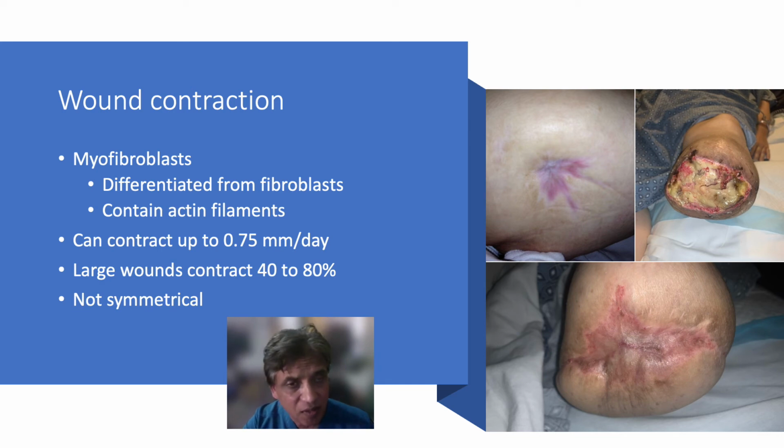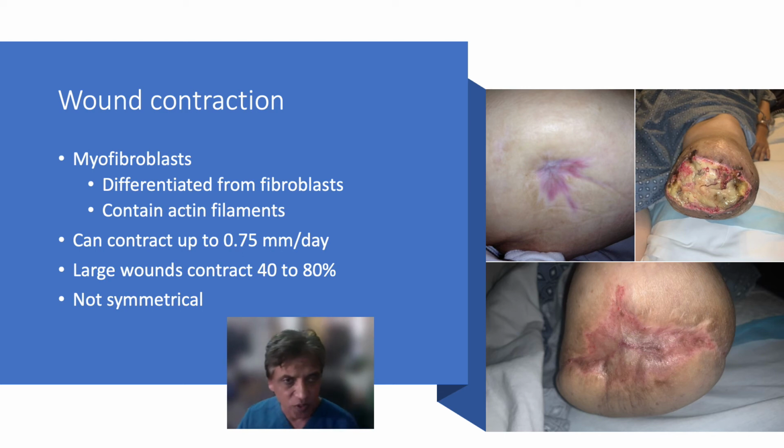Myofibroblasts have these contractile actin filaments, and a bit like the muscle, they contract and pull the wound edges closer and closer together. And your wounds can contract up to like 3/4 of a millimeter a day. The final result, which can take months, the wound may be 20% of its original size.